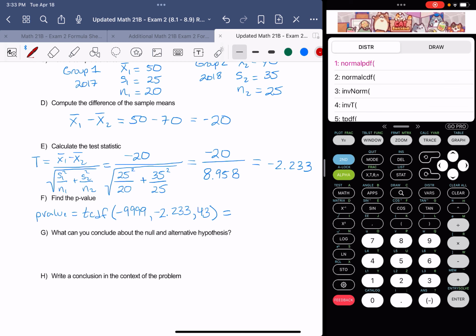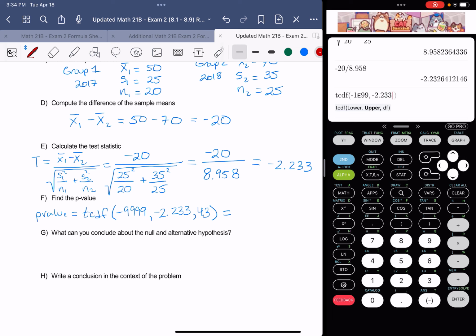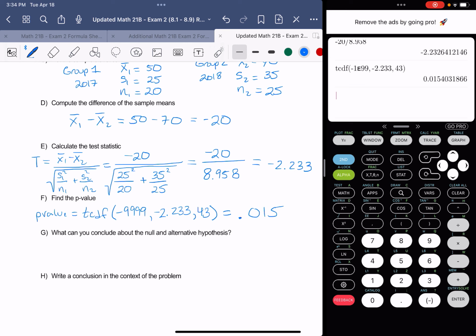All right, so the calculator's doing something really weird. Yours is? Okay, one second. So TCDF, let me try it myself. I haven't done it on this little fake calculator before, so let's see how it works. Makes me a little bit nervous. Where's the comma? Comma 43. So you should have gotten, let's go to 3 decimal places, 0.015.